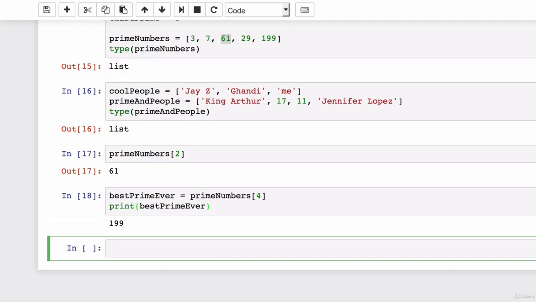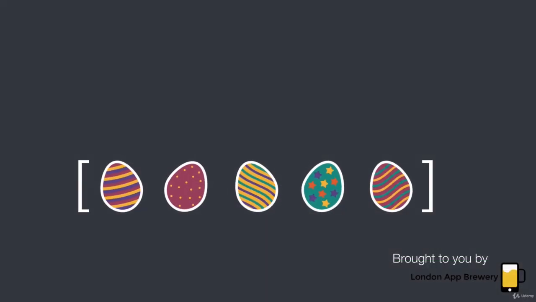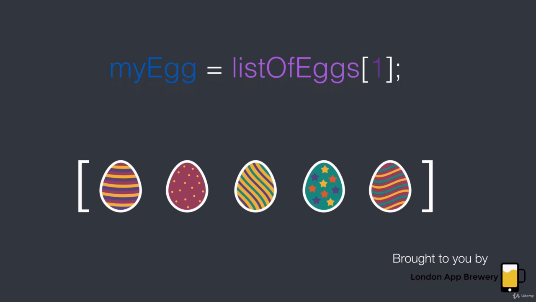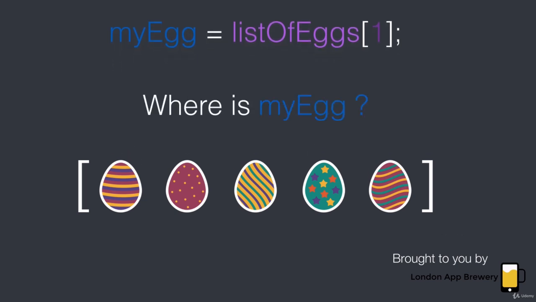Let me give you another example of a list. Say we had a list of eggs or egg objects, and we want to pull out the egg at index 1. Which egg would we be pulling out? Which egg is my egg equal to?